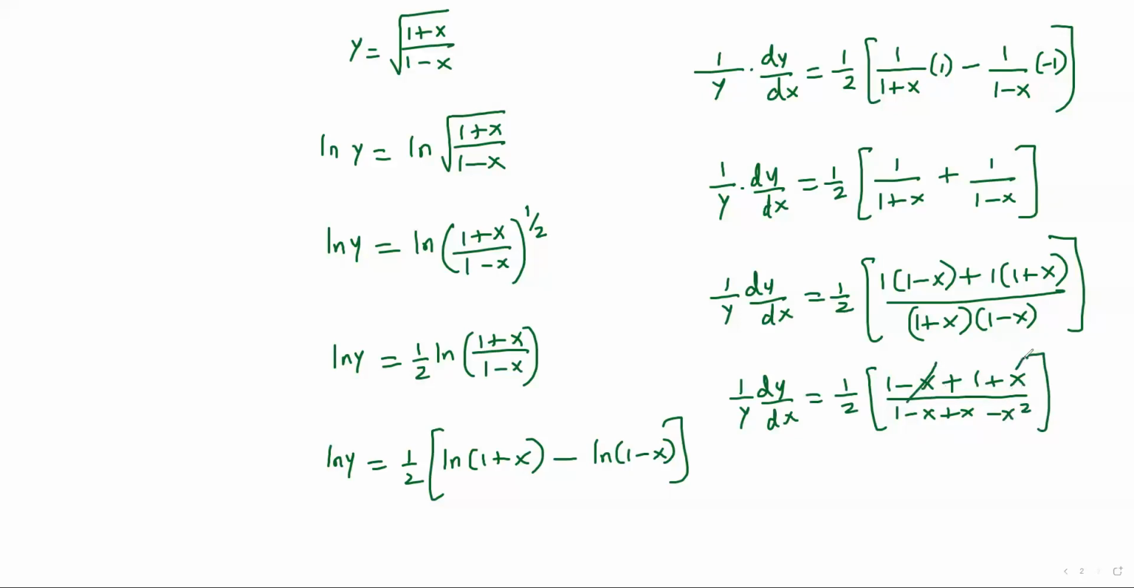So here negative x, positive x will cancel out. Here the same thing, negative x, positive x will cancel out. So I get 1 over y times dy over dx equals 1 over 2 times 1 positive 1, which will be 2, over 1 negative x square. Okay, here this 2 and 2 will cancel out. Let's continue on the next page.